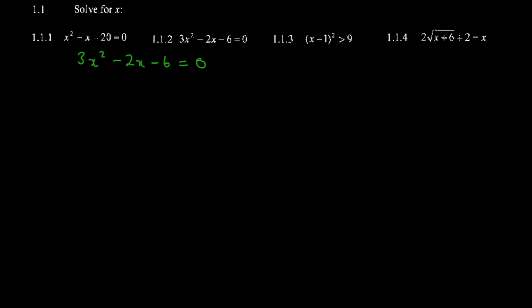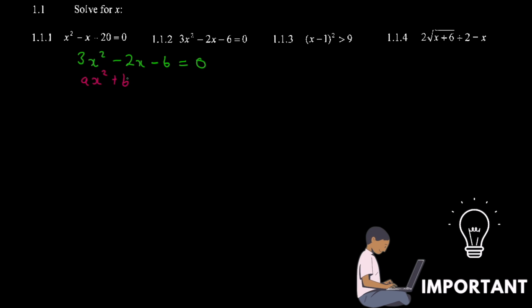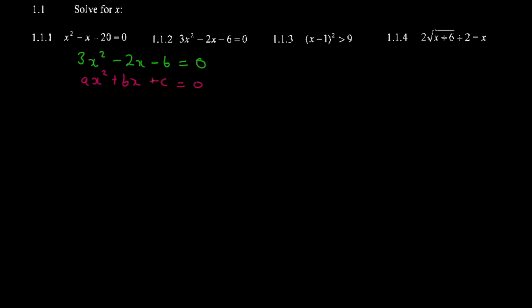Now notice that this is analogous to our general formula for a quadratic. The general quadratic equation is ax squared plus bx plus c. The reason this is important is that we want to know the values of a, b, and c, because a, b, and c are the numbers that actually define the quadratic formula.